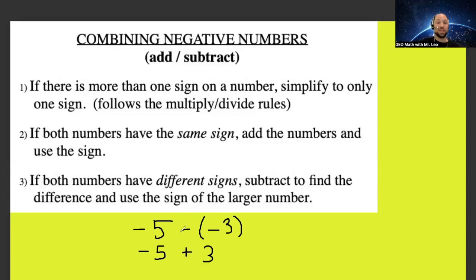Now what? Is this step 2 or step 3? This is step 3. Look closely. Both numbers now have different signs. That's step 3. If both numbers have different signs, subtract to find the difference and use the sign of the larger number. What's the difference between 5 and 3? 5 minus 3 is 2. Let's use the sign of the larger number. Final answer, -2.